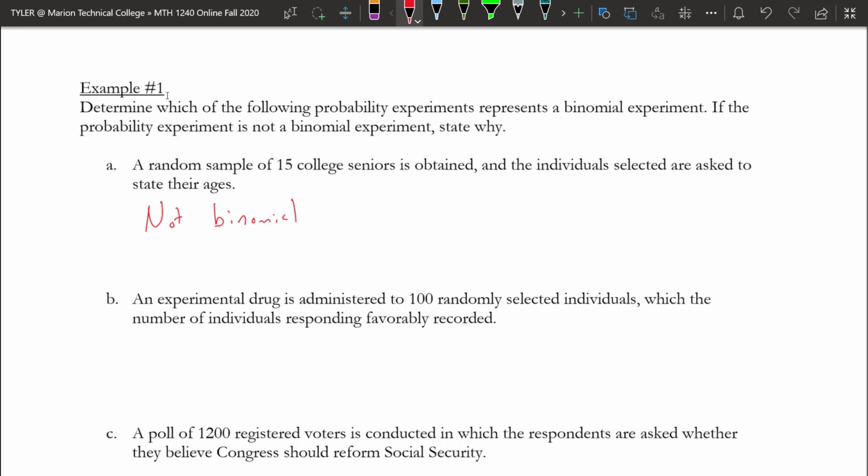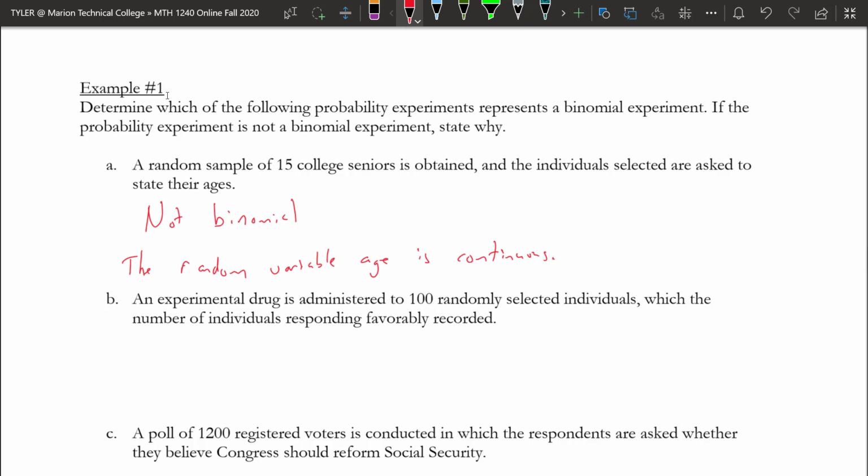We can say that the random variable age is continuous. So it can't be binomial if it's continuous, because a binomial variable is discrete. That's what this chapter focuses on, discrete random variables.